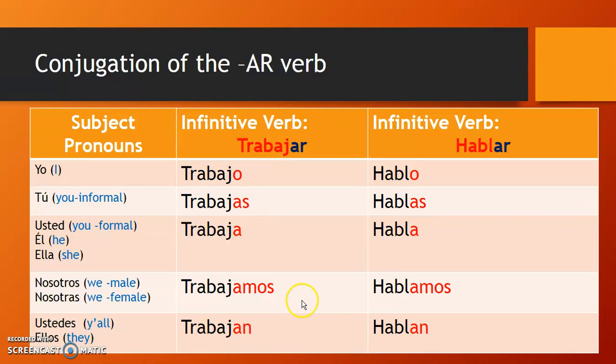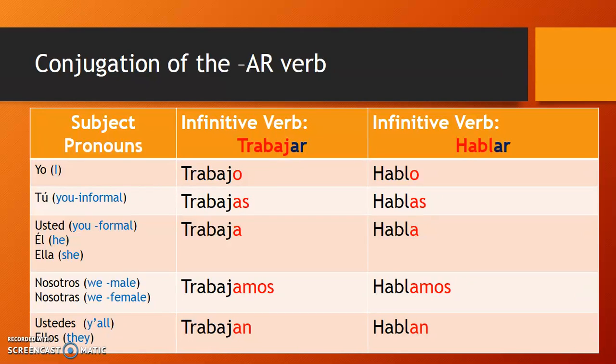Okay, so here are the answers. Notice that the verb endings are pretty much the same, right? And these are all correct. Yo hablo, tú hablas, usted, él, ella habla, nosotros, nosotras hablamos, ustedes, ellos hablan. And that's how you change the endings, or conjugate a verb that ends in AR.